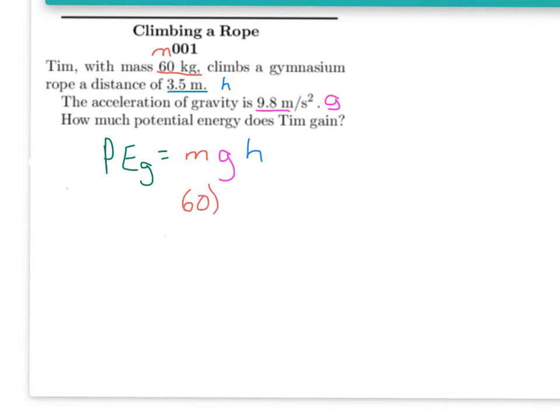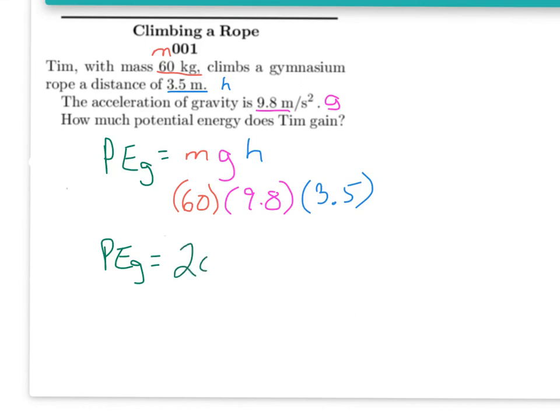Mass is 60. Gravity is going to be 9.8. And then our height is 3.5. So if you multiply all three of those together, what you will end up with for your final answer should be a big number, and you should get something similar for your numbers. But for my numbers, I get 2058. And that will be our final answer.